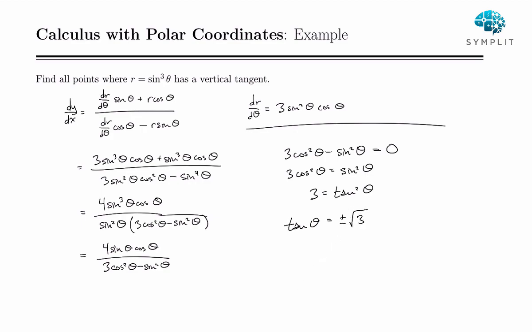And that happens in lots of different places. That happens when θ is π/3, or 2π/3, or 4π/3, or 5π/3. In fact, it's these two plus kπ. So π/3 plus kπ and 2π/3 plus kπ. Those are the values of θ for which we have vertical tangents.